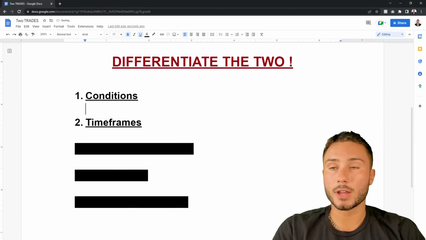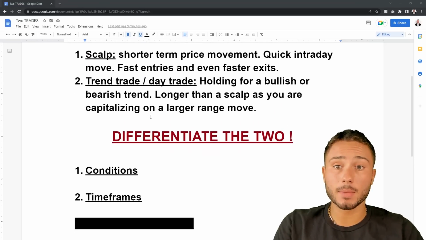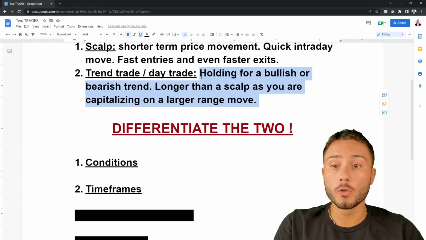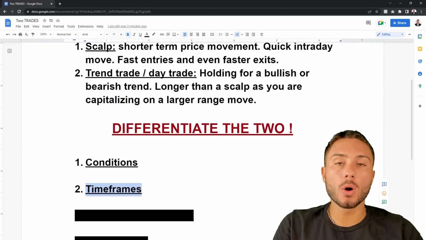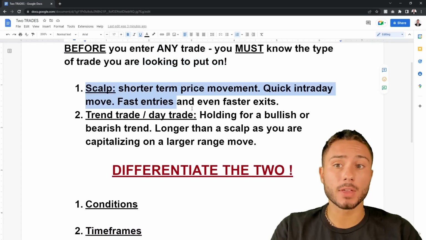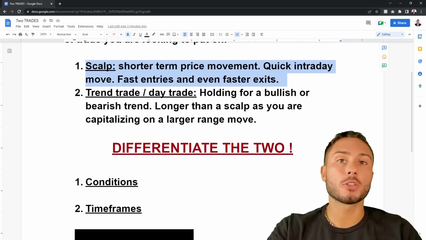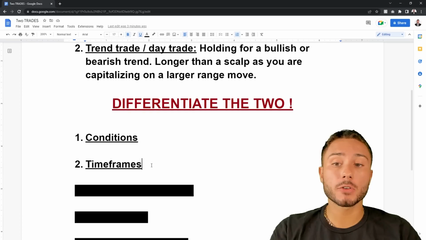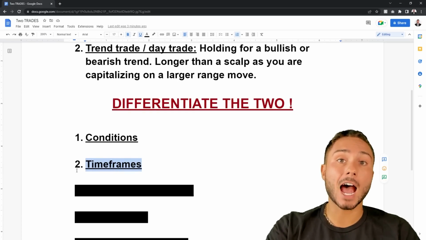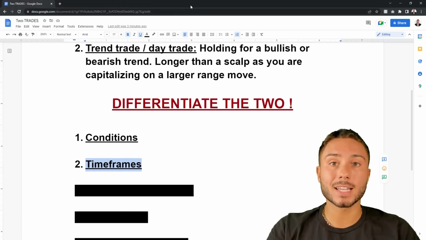which is time frames. Time frames are important because if we're looking to trend trade something, where we're looking to hold for a bigger move, we might have more noise on a smaller time frame chart. Whereas if we're scalping something and we go too high of a time frame, we might miss the move, or it might cause us to have a late entry. So time frames are very important. You must understand the time frame of the trade you're looking to put on in order to enter that trading setup.